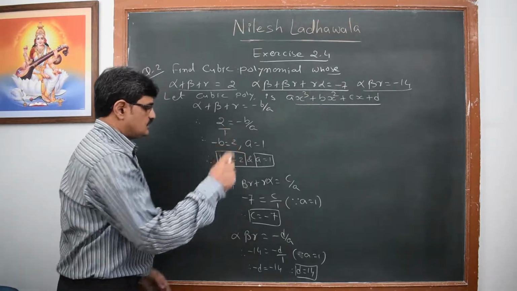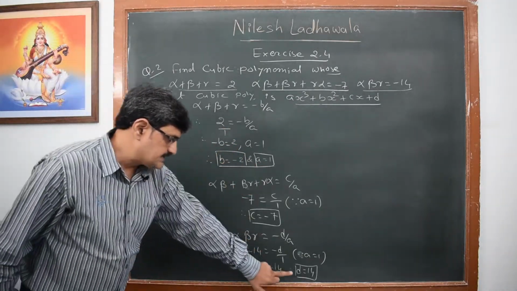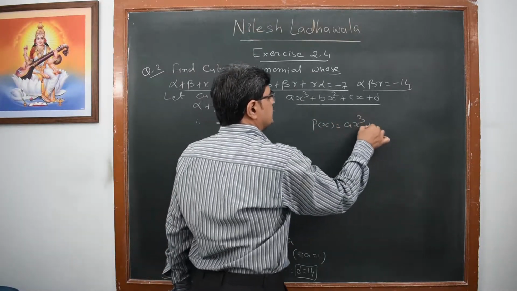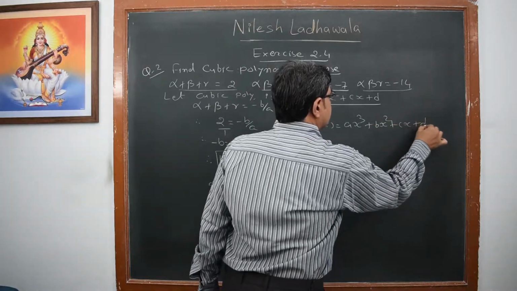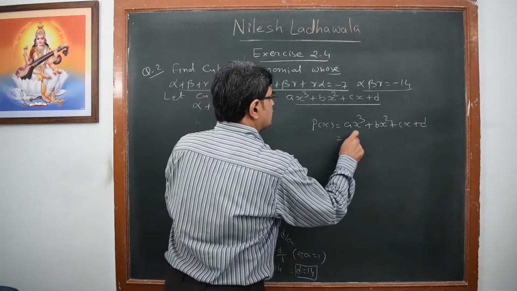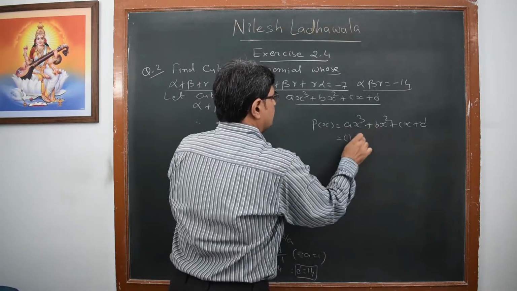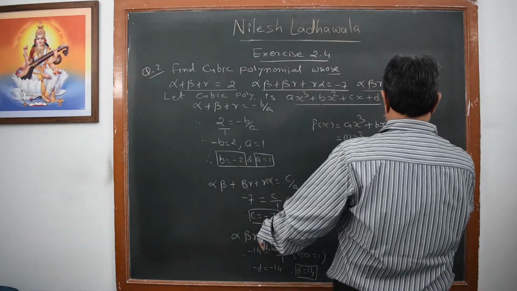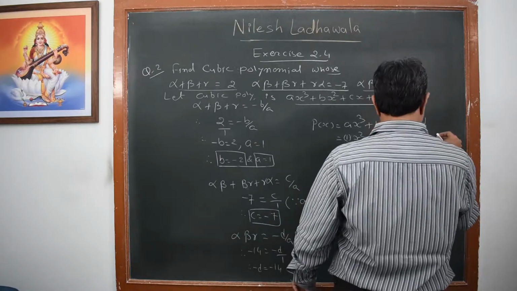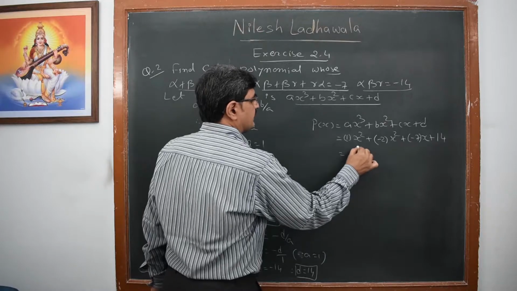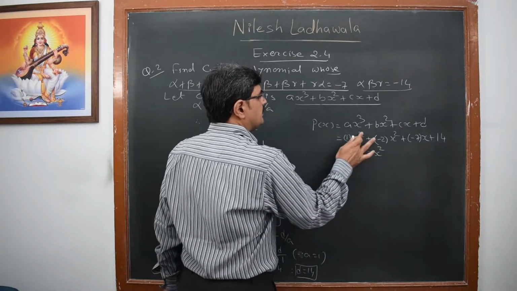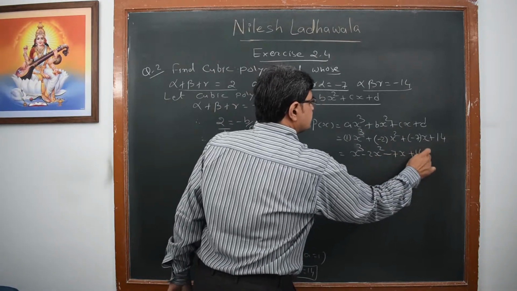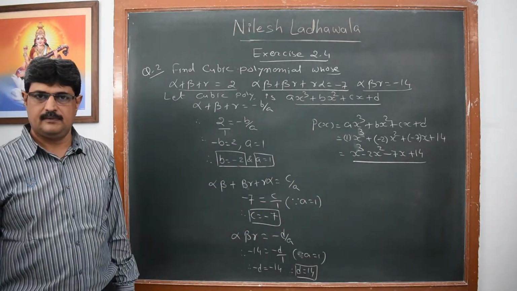Now I will substitute all the coefficients, that is a, b, c and d, here. So I have the polynomial ax cube plus bx square plus cx plus d. I will write a as 1, b as minus 2, c as minus 7, and d as 14. Now I will simplify it. It will be x cube minus 2x square minus 7x plus 14. So that is our cubic polynomial.